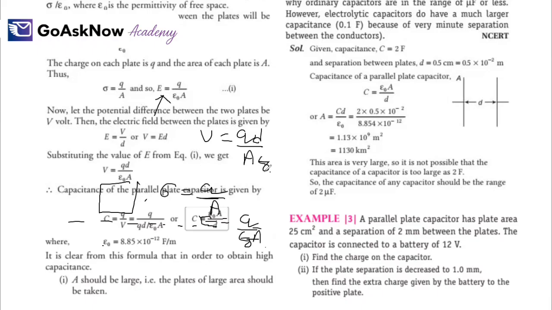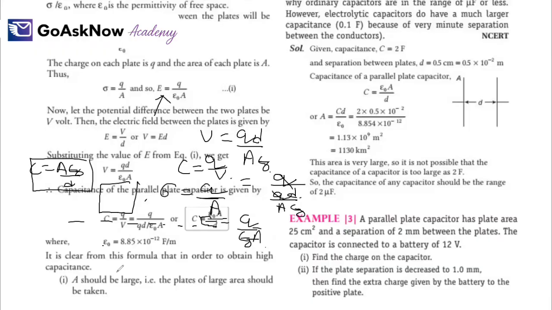The capacitance of a parallel plate capacitor is given by C equals q by V. Substitute your V value and you get q divided by q d upon A epsilon naught. So q will cancel out, and you get A epsilon naught by d. This is the capacitance formula and it is very important for the parallel plate capacitor, where epsilon naught value is 8.85 into 10 power minus 12 farad per meter.